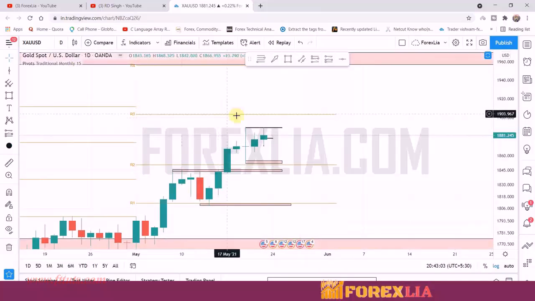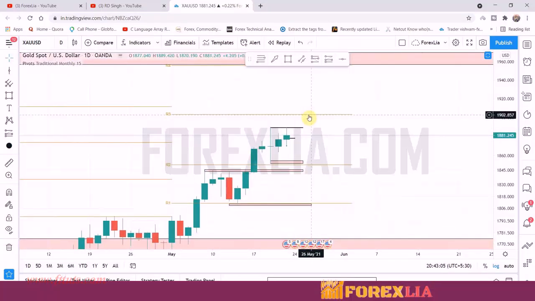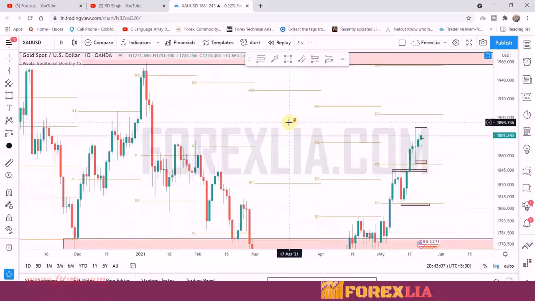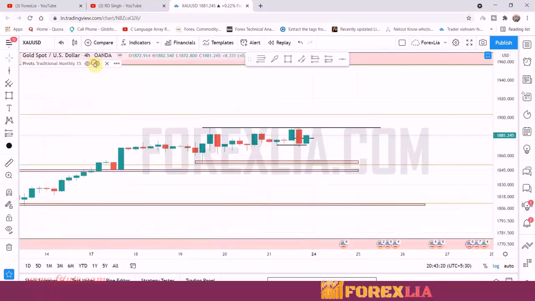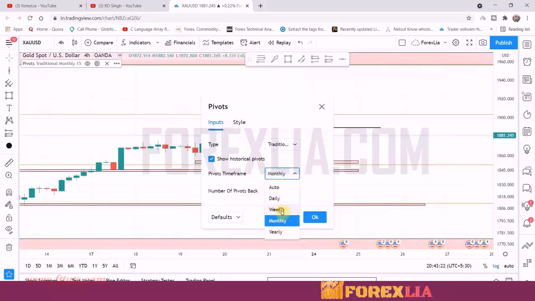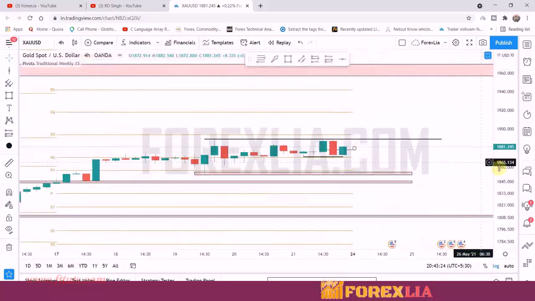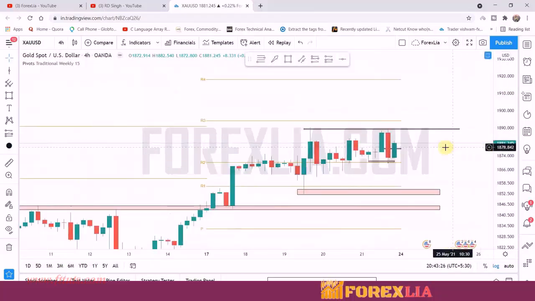Here we are, SNR. If no level is visible, then this is the advantage of it. It gives us hidden levels. Now we will set this on the weekly chart, and the levels of the weekly are very powerful. This time it changes how far the market can go.